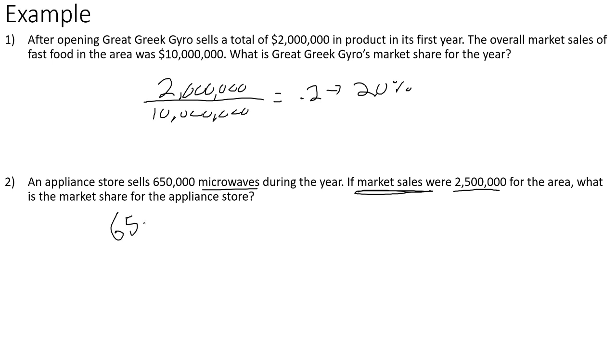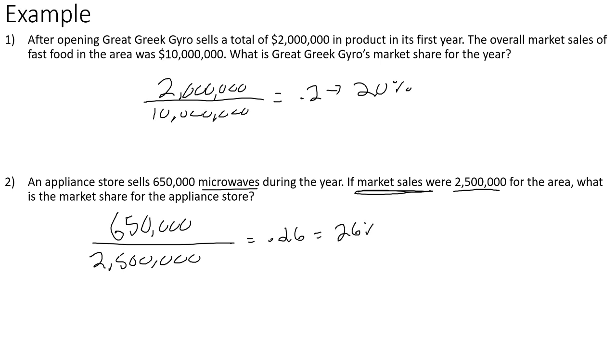Well, they sold 650,000 microwaves, and there were 2,500,000 microwaves sold in the area in total. So what is their market share? Again, we do a simple division: 650,000 divided by 2,500,000, and we get about 0.26, or 26%. Since this is not a dollar amount, it's interpreted a little bit differently, but you can say that of all microwaves sold, 26% of them were sold at this store, which again could be either good or bad depending on how many competitors there are in the area.